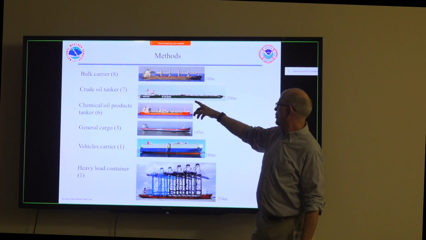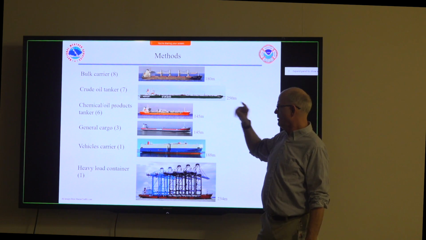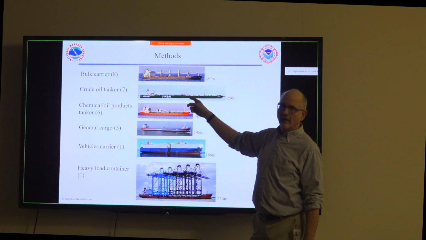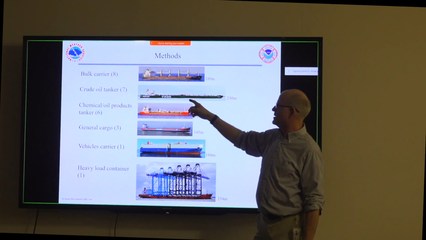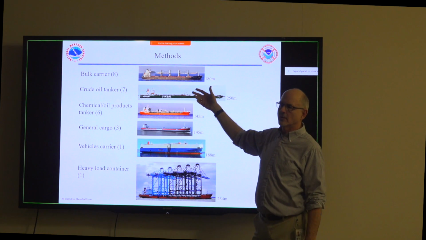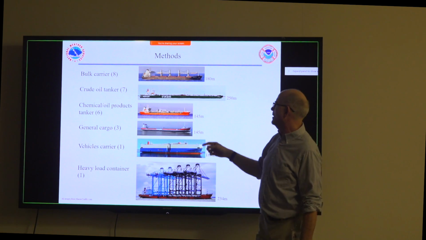This is a crude oil tanker, and one of the findings is we don't know whether these ships are in ballast. We used to say light, but basically in ballast, meaning empty, or whether they're loaded. One assumes that a tanker like this, where it's most impacted, would be in ballast when it's running empty.